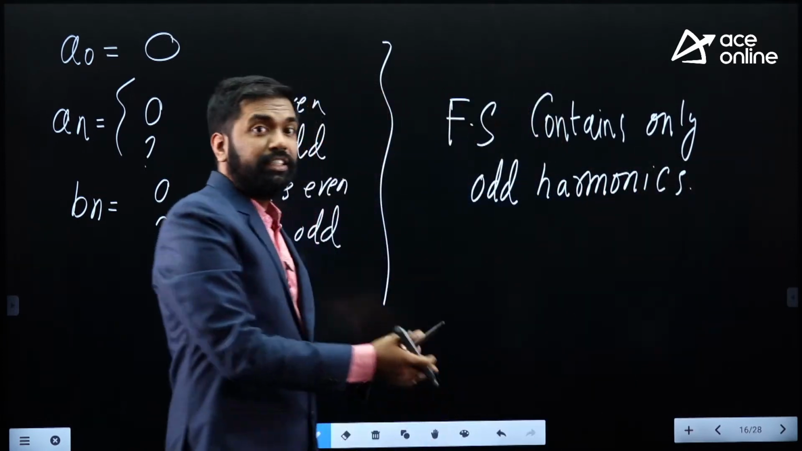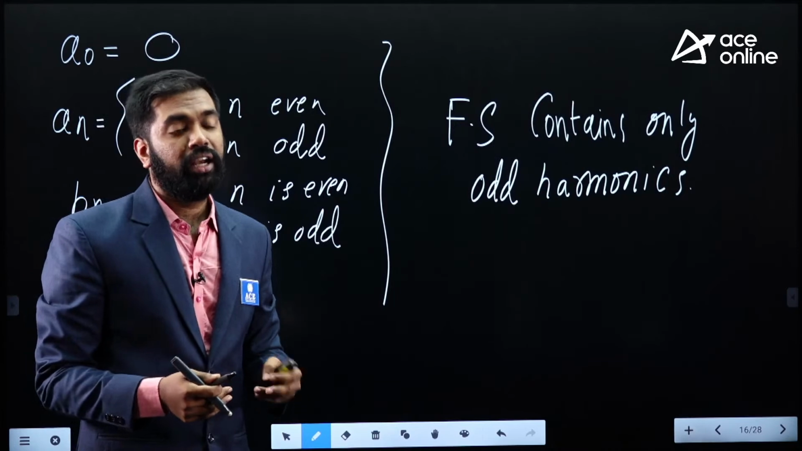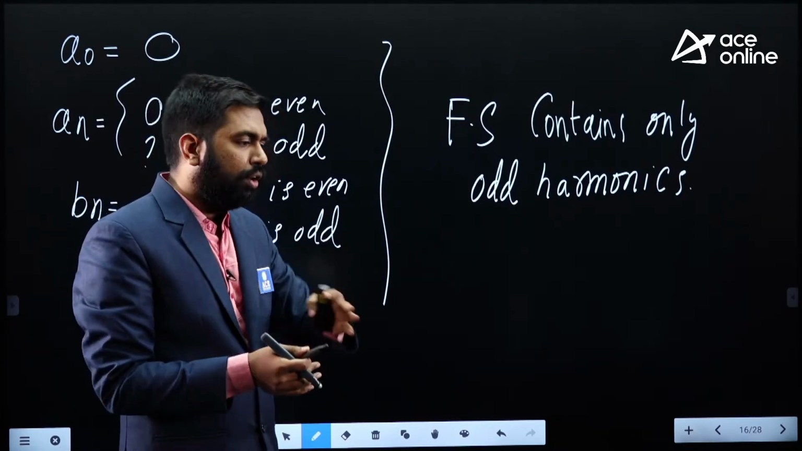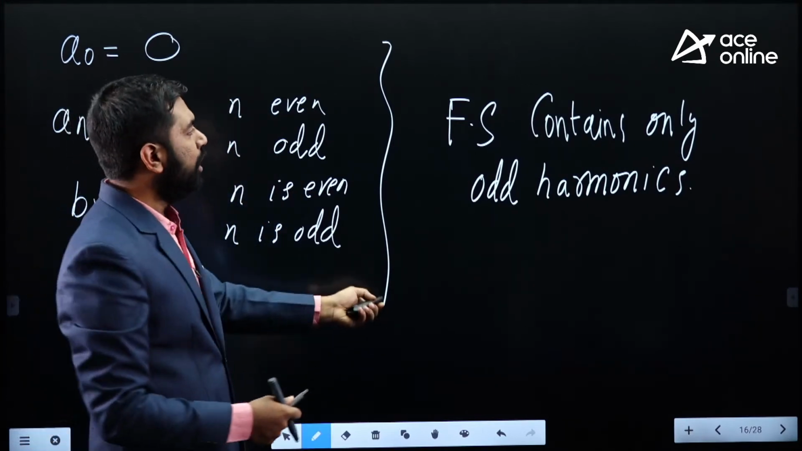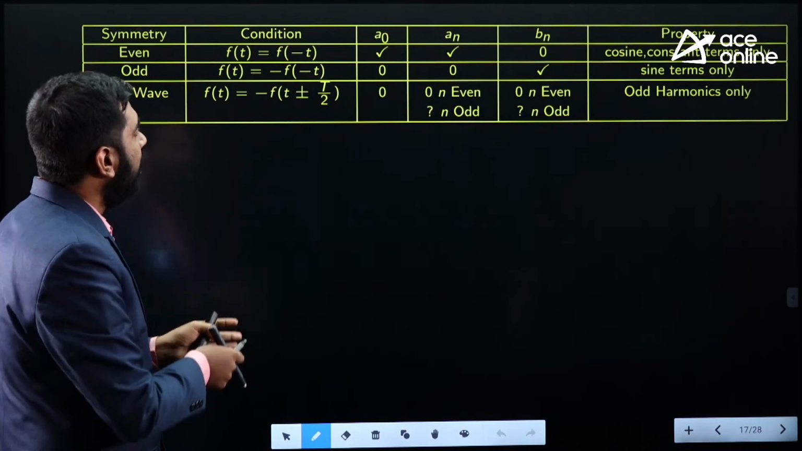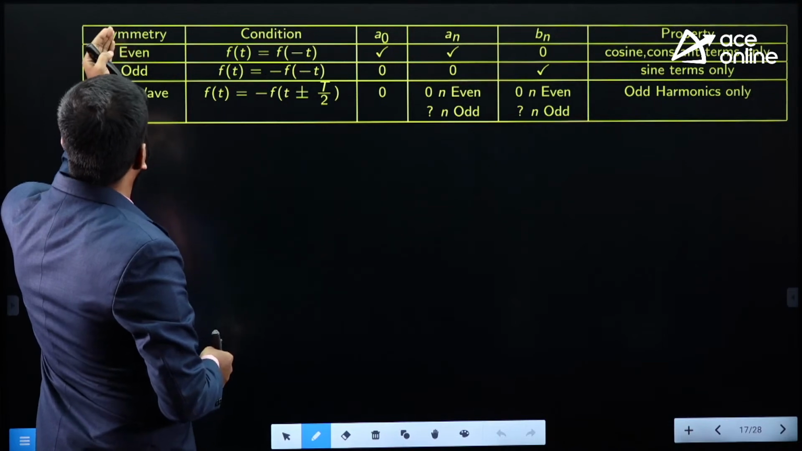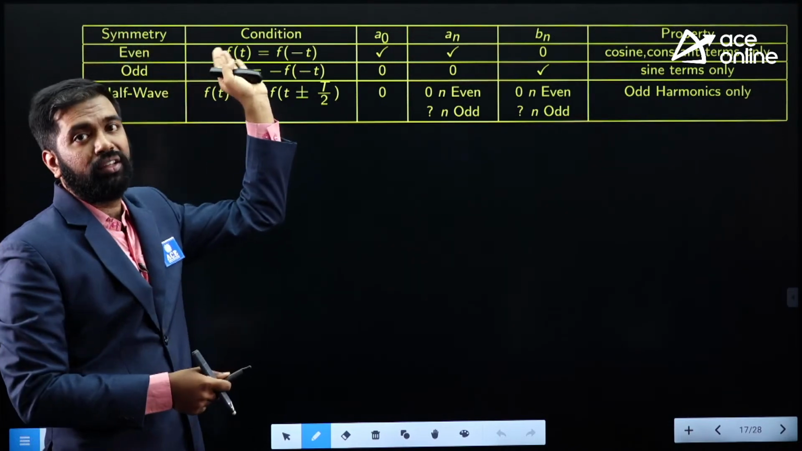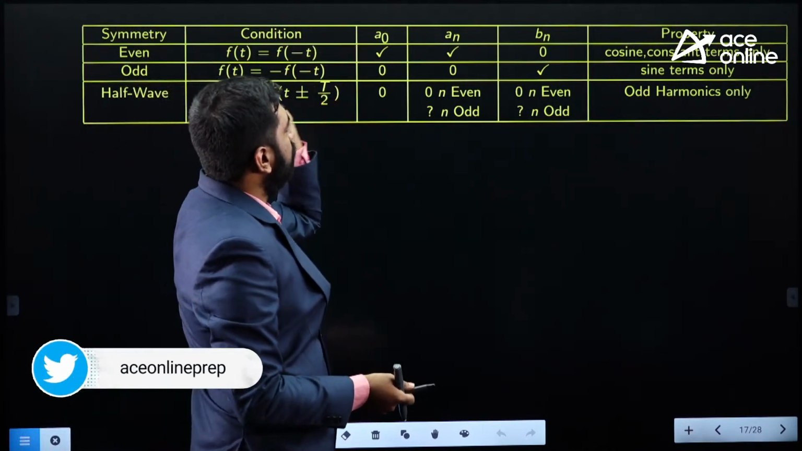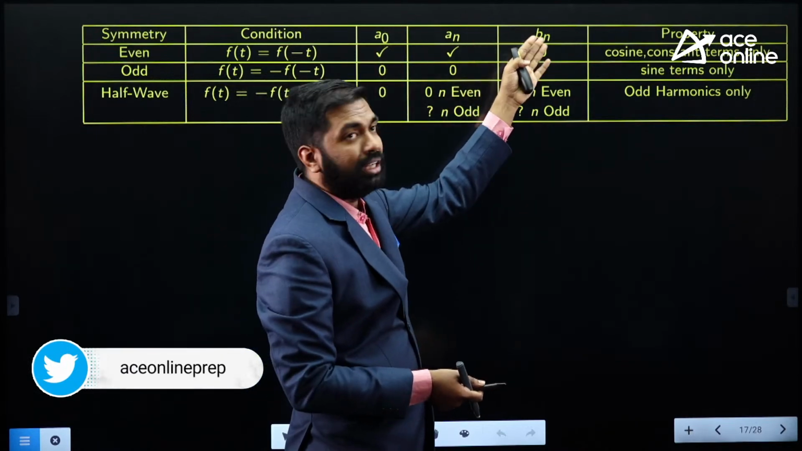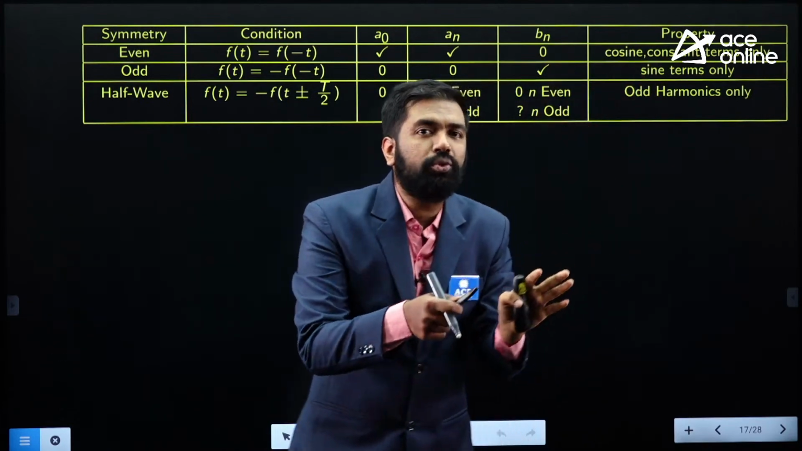What next? Let's summarize all these results. That means what happens in the case of even, odd and half wave symmetry, and after that the actual discussion, that is, we take the various waveforms and try to identify the symmetry present in them. So here is a summary based on which there were many competitive exam problems. You have the symmetry, right? If it is even, the condition for even is f of t is the same as f of minus t. You need to find A naught. An also you have to find. No need to find Bn because it's always 0. In its Fourier series representation, you will have a constant term as well as cosine terms.